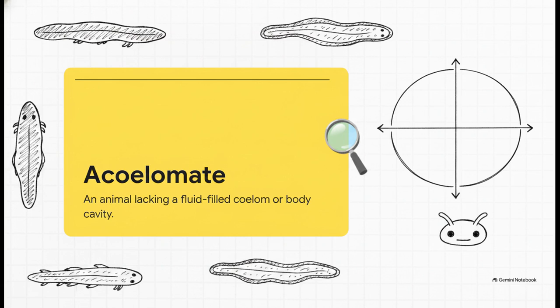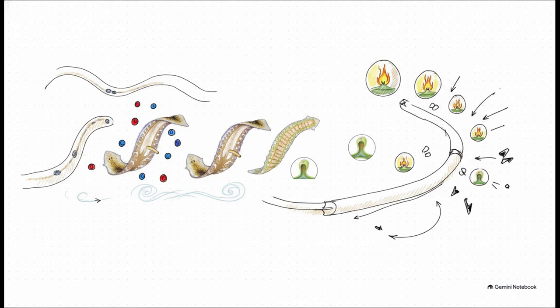This was a total game changer, because it allowed for a distinct head region and much more efficient movement compared to simpler animals that just have a radial symmetry. Now, it's pretty wild how their anatomy works without complex circulatory or respiratory systems. Because they're so incredibly thin, literally like a single layer of cloth, they rely entirely on simple diffusion to move oxygen and nutrients right into their cells.